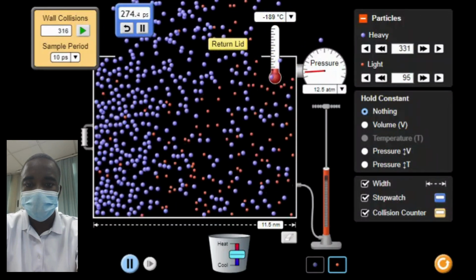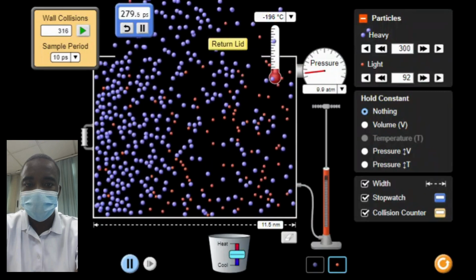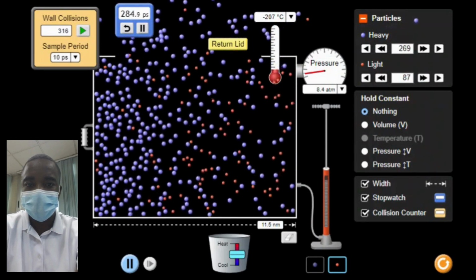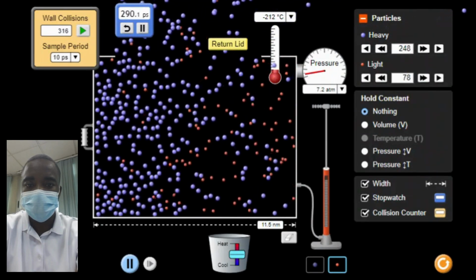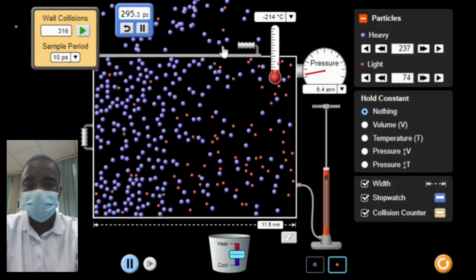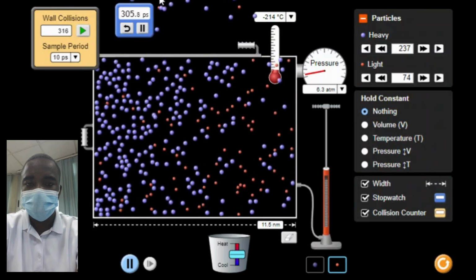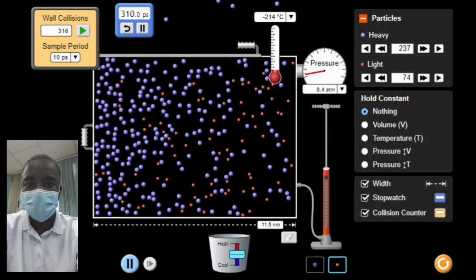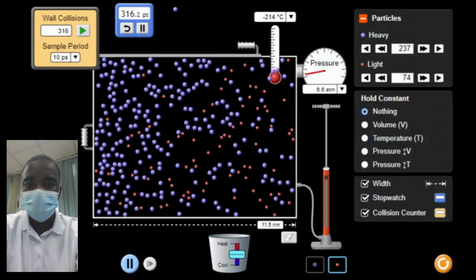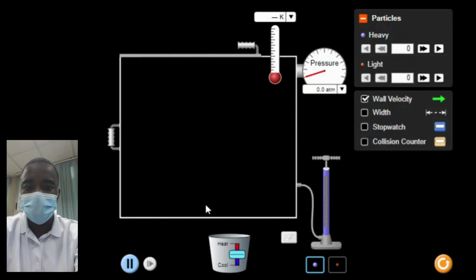Students can also compare the behavior of heavy and light gases. By pumping different types of gas molecules into the container, students can observe how the mass of the molecules affects their speed and kinetic energy. Heavy gases have slower molecular speeds and lower kinetic energy compared to light gases at the same temperature. This comparison helps students understand the role of molecular mass in determining the properties of gases.